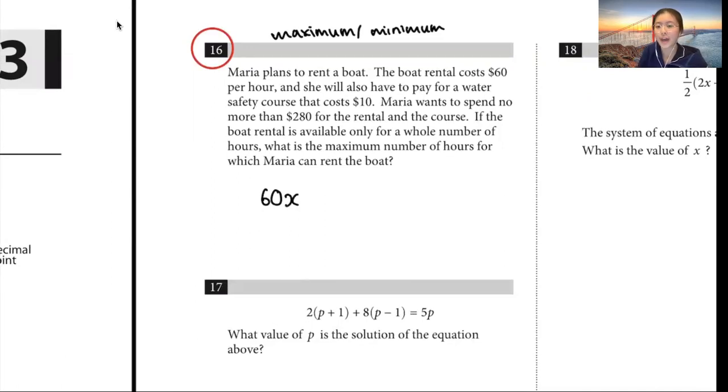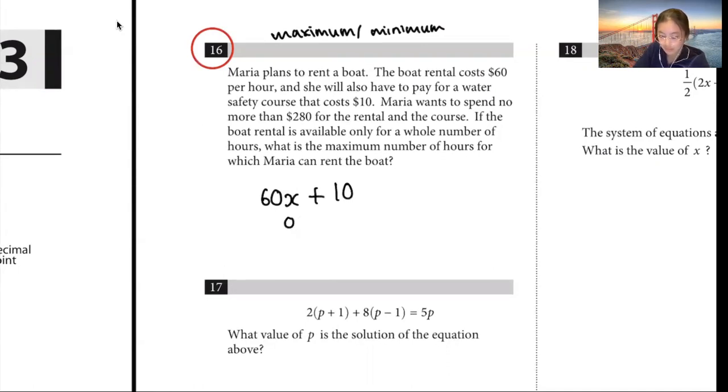And she will also have to pay for a water safety course. You shouldn't assume, but it doesn't say otherwise, so I'm going to say it's a fixed cost. That's going to be $10. That's not going to change. It's just a one-time payment. It's just the $60 that is going to change per hour. So the more hours you rent the boat, it increases, and it has to be in whole numbers, so it can't be 0.5 hours.